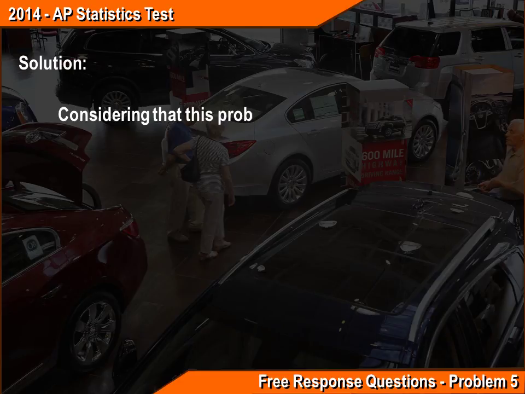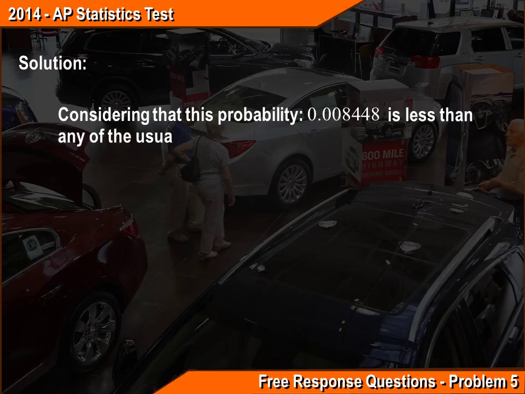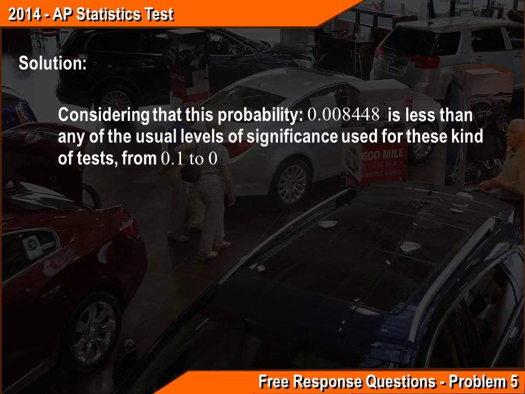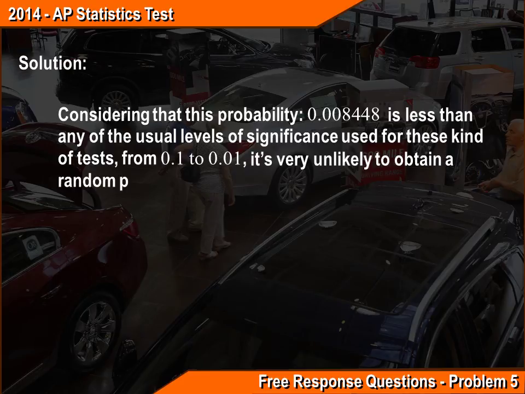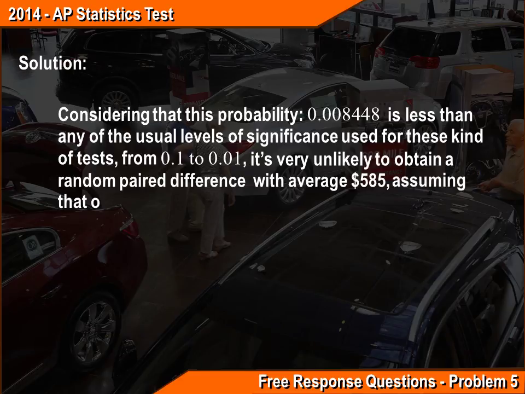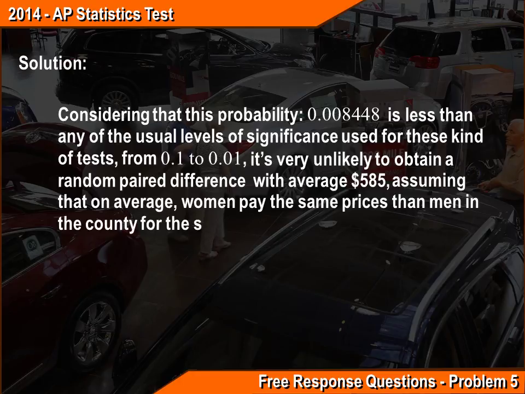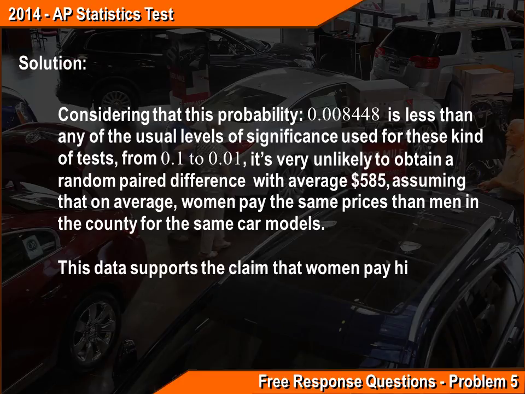Considering that this probability, 0.008448, is less than any of the usual levels of significance used for this kind of test, from 0.1 to 0.01, it's very unlikely to obtain a random pair difference with average $585, assuming that on average, women pay the same prices as men in the county for the same car models. We can conclude that this data supports the claim that women pay higher prices than men for the same car model.